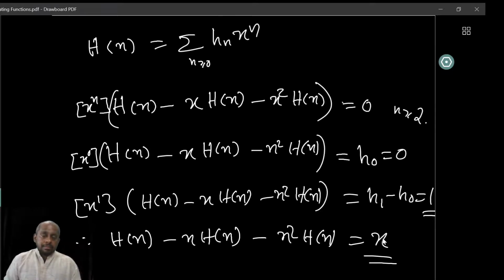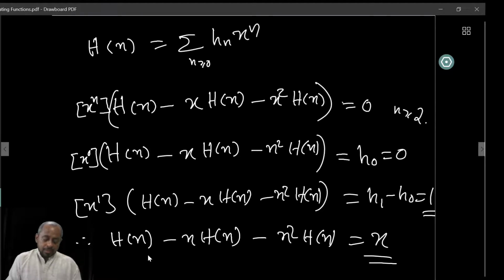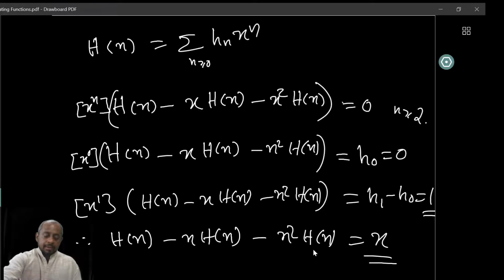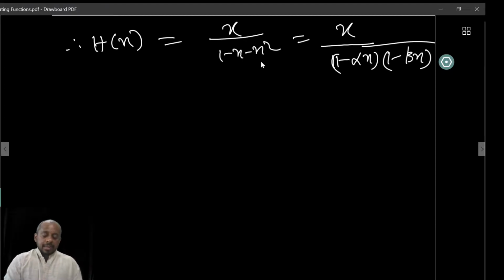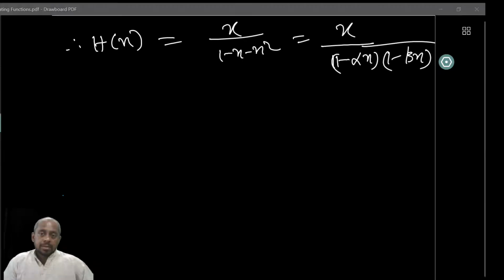So now you get the equation for h of x. You take h of x outside, you will get h of x into 1 minus x square is equal to x. So therefore h of x equals x divided by 1 minus x square. To solve this is easy, it's a quadratic formula.